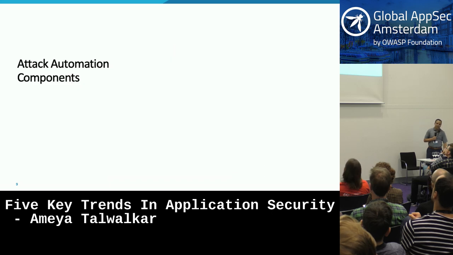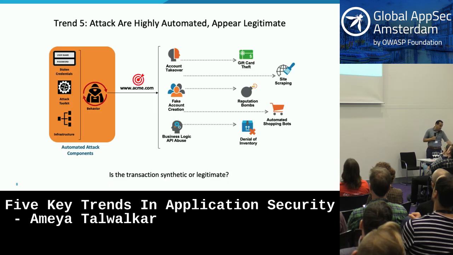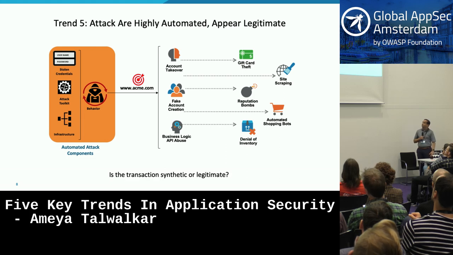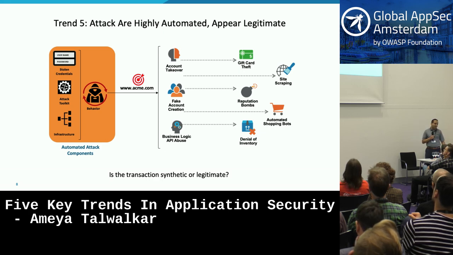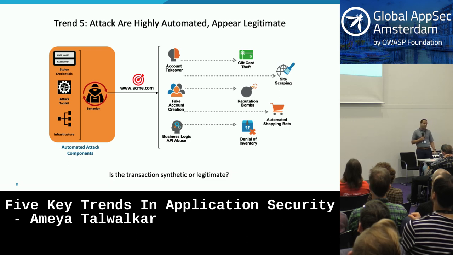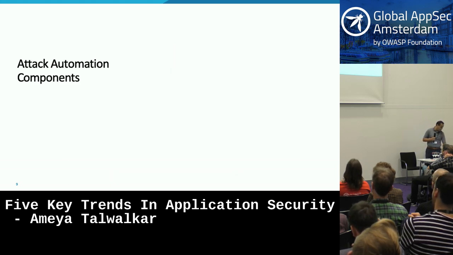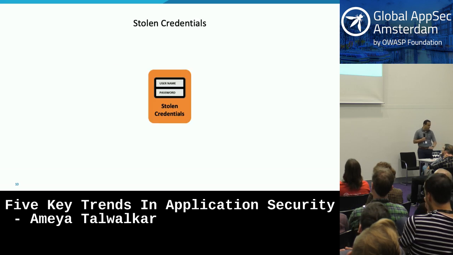So a few components that I covered here on the left-hand side, I forgot to mention them, but really what is behind these attacks are four different components: the ease of available credentials in the market, the different infrastructure that is easily available for rent to the attackers, the different tools that are easily available, and again, the different behavior patterns that they can choose from these tools.